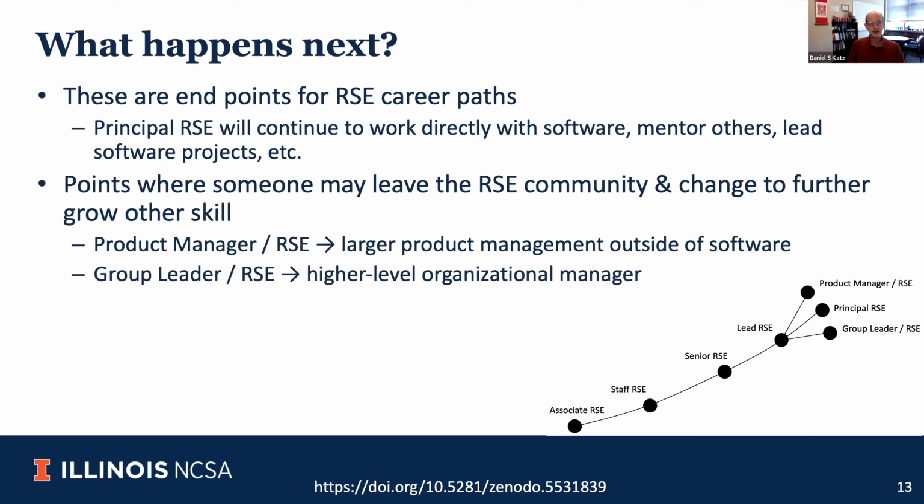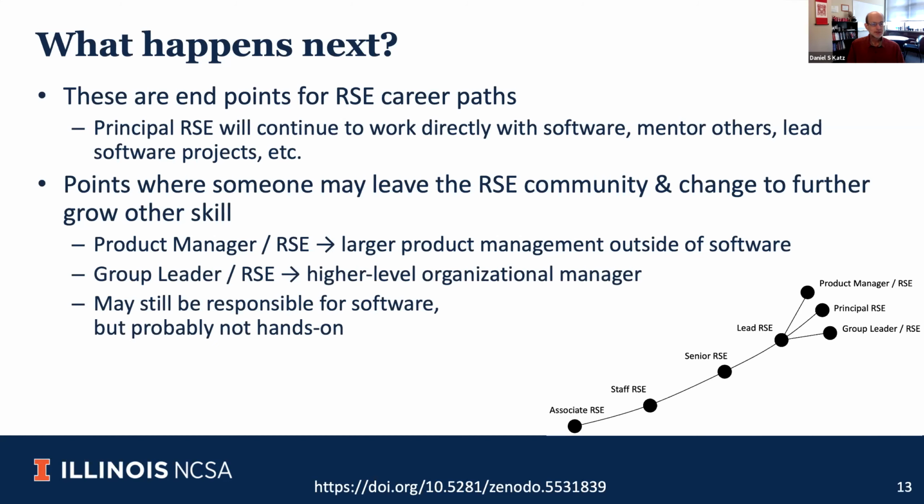The group leader RSE could move to become a higher level organization manager. Maybe they become the manager of some part of the IT organization as a whole that includes the RSE group, or even that doesn't include the RSE group, or becomes the IT manager or the CTO or the CIO of a university or an organization. Or in the case of something like NCSA, they could become the center director. In these cases, they may still have some responsibility for software, but it's probably not hands-on work with software. It's more directing the people or the part of the project that is focused on the software.